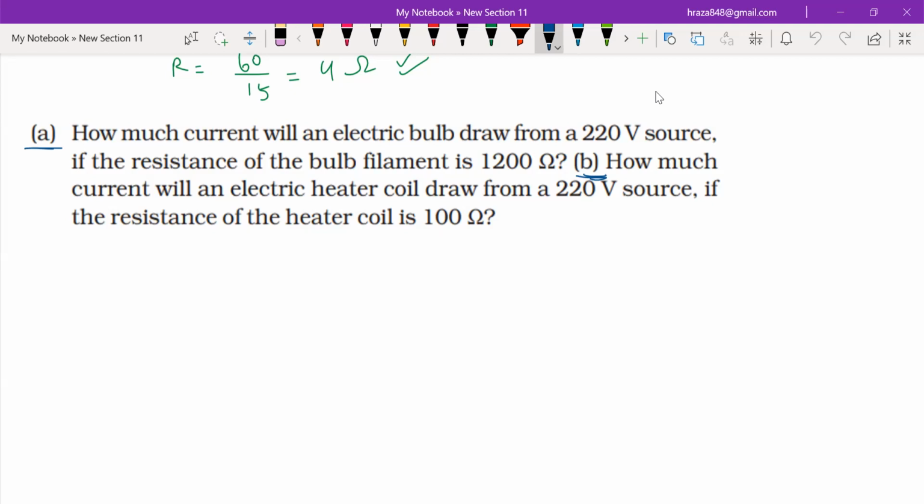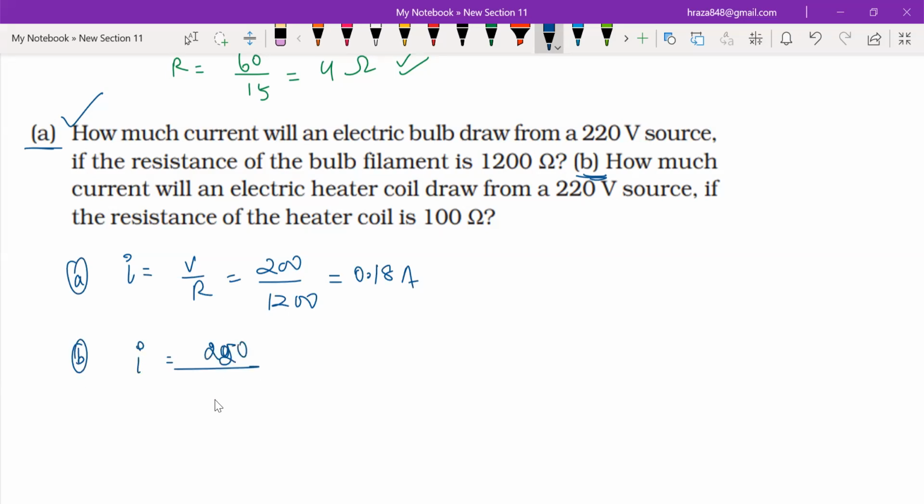Sir, I got 0.183. Yes, it is good. So you are able to solve this type of question. You know, I is equal to V upon R, so 220 upon 1200 will be 0.18 ampere. And for the second one, I is equal to V, that is 220 upon R, which is 100, so it will be 2.2 ampere. Yes, that's good.